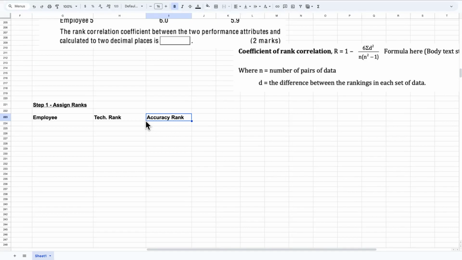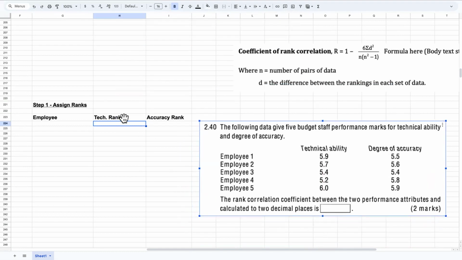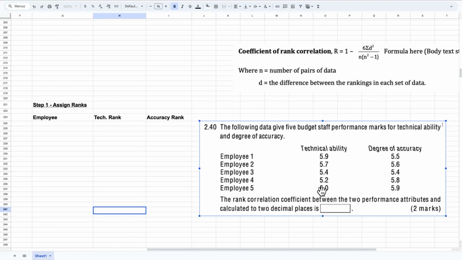So first, how do we have to rank? You have to see the data here. So the data is for the technical rank, okay? Just focus on this column, the technical rank column only. For the technical ability, who got the highest marks? I just need your cooperation also in this question. Who got the highest mark in technical ability section? Is it employee 1, 2, 3, 4, 5? Please tell me the number. There are marks 5.9, 5.7, 5.4, 5.2, 6.0. Who got the highest marks for the technical ability?